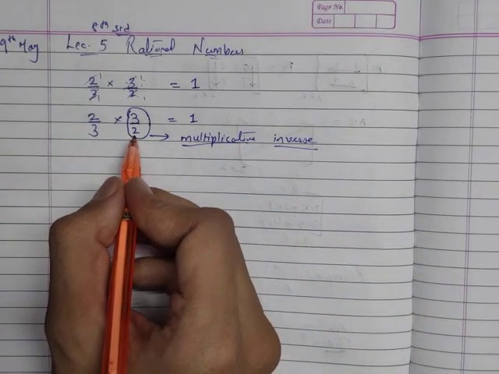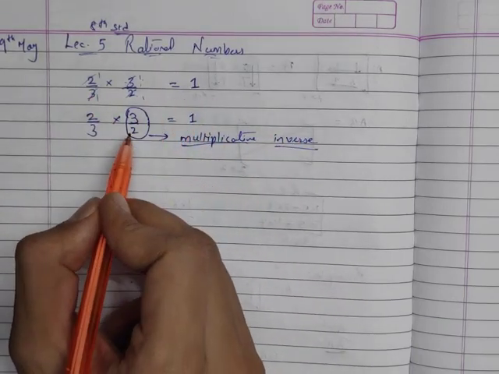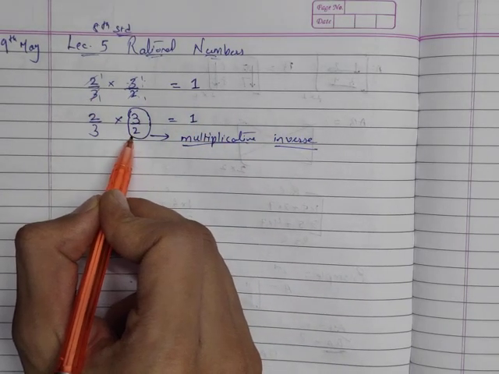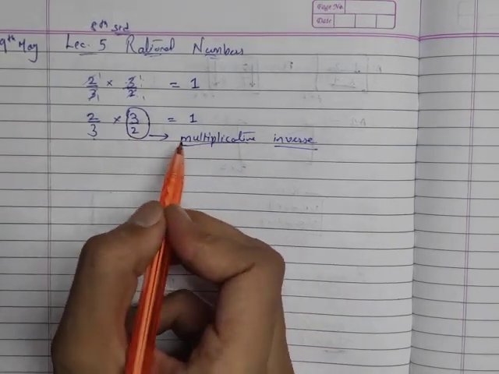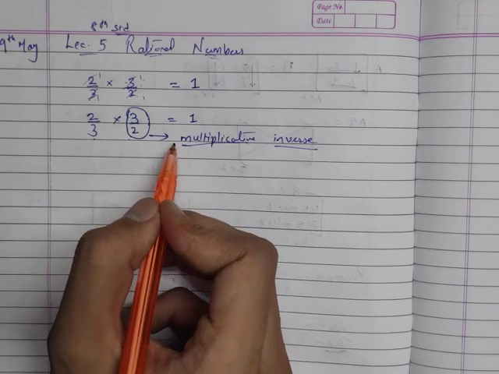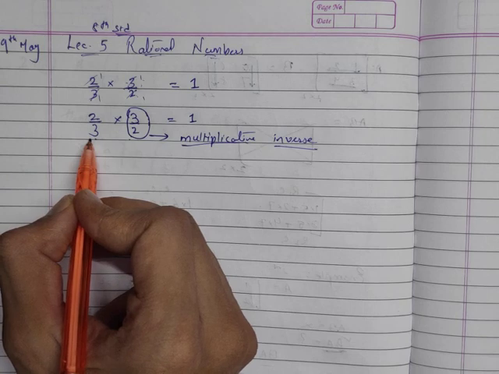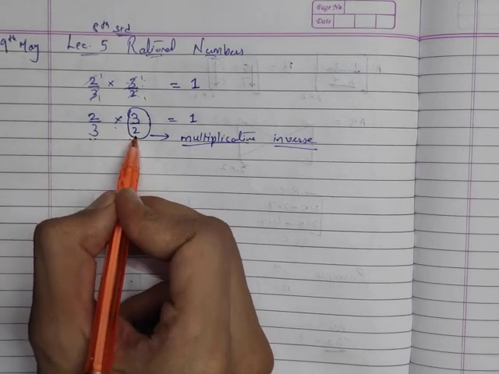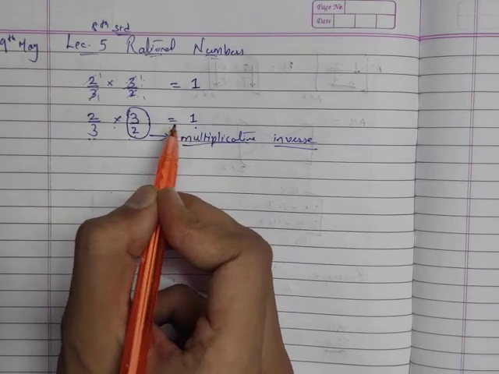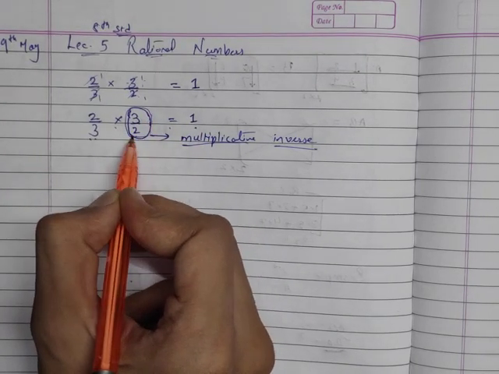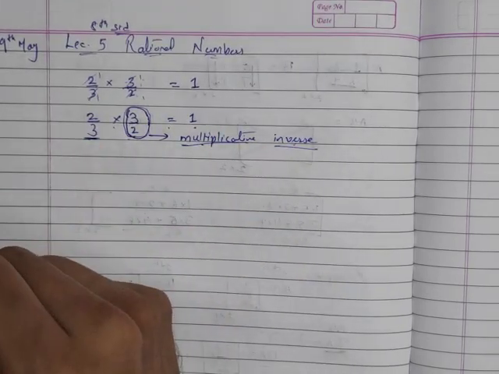In simple words, if you observe, this multiplicative inverse is nothing else but reciprocal. Check it out. 2 by 3 ka reciprocal 3 by 2. Yes or no? But you should know that if I have a number and I multiply it by some other number such that the result is 1, then this number that you multiplied will be called the multiplicative inverse of this given number.